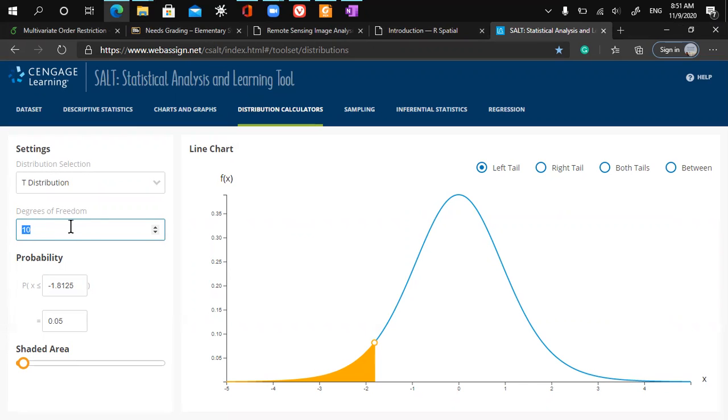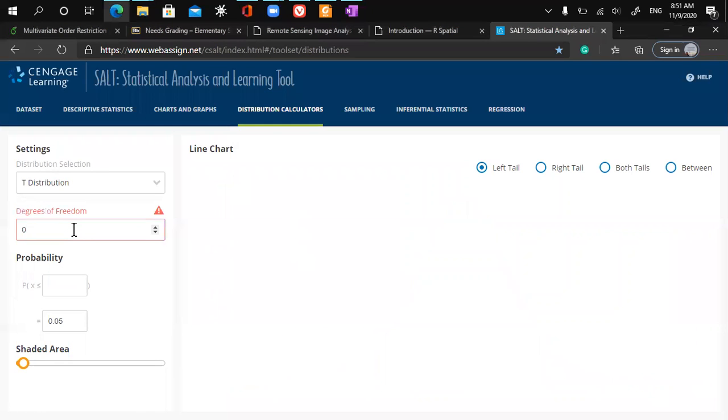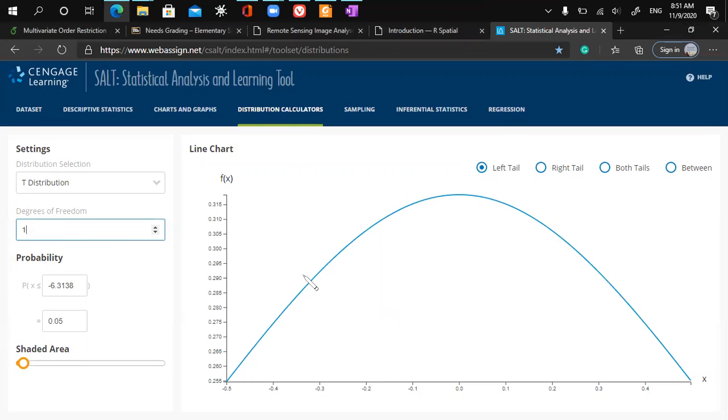Here it will ask you for degrees of freedom. The only parameter here is the degrees of freedom. We don't need mu, we don't need sigma, just degrees of freedom. Now let's start with 0. That doesn't work. We need to have at least 1 degree of freedom. If you have 1 degree of freedom, look at this graph. It doesn't even look like a normal curve, not even close, but still it's bell-shaped and centered around 0. Of course, it's symmetric. It doesn't matter what shape it is, it's symmetric.